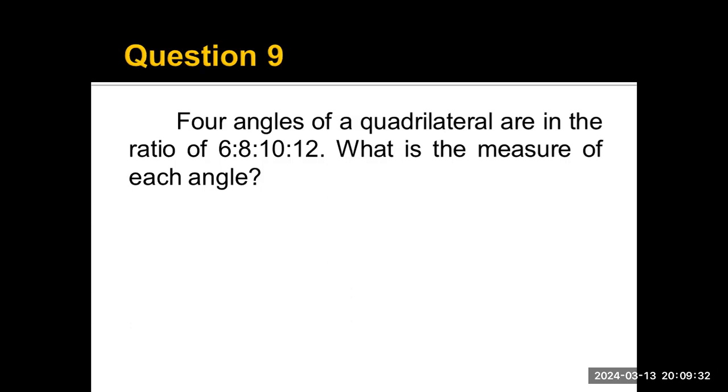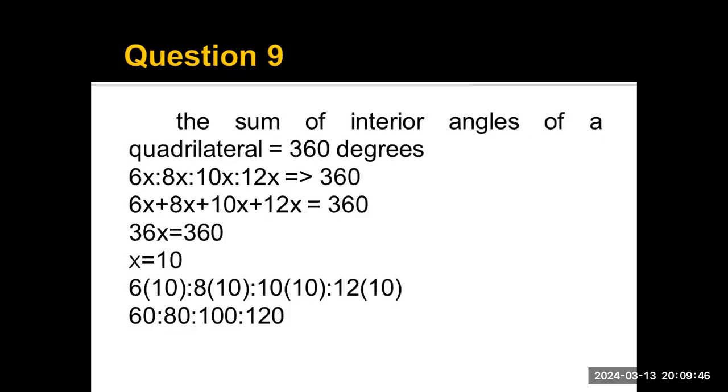Question 9. Four angles of a quadrilateral are in the ratio 6 is to 8 is to 10 is to 12. What is the measure of each angle? Take note that the sum of the interior angles of a quadrilateral is 360. What will you do for the solution? From the ratio, we proceed to the law of addition, where x is multiplied to each number in the ratio, and these 4 addends are equated to 360. Doing the basic algebraic manipulation, you have 36x equals 360. Dividing both sides by 36 gives x equals 10.